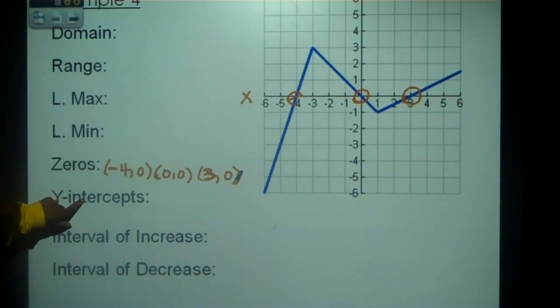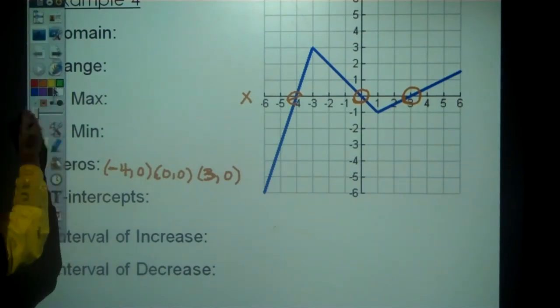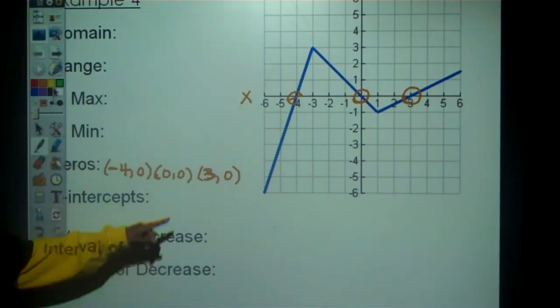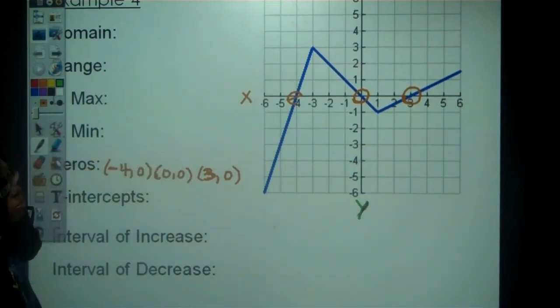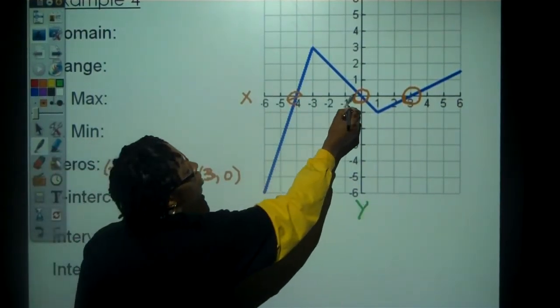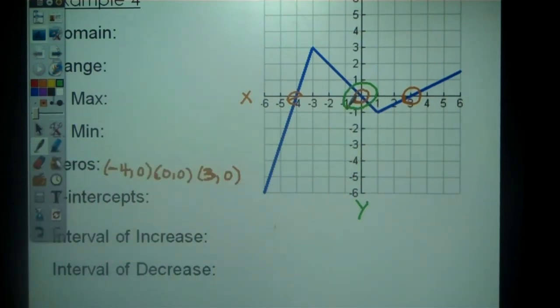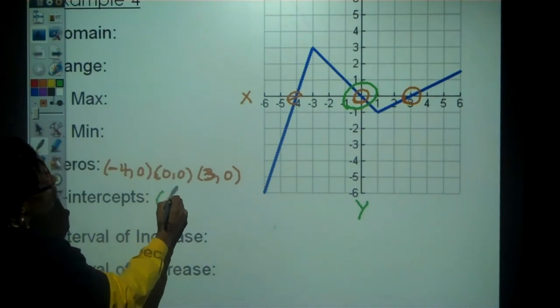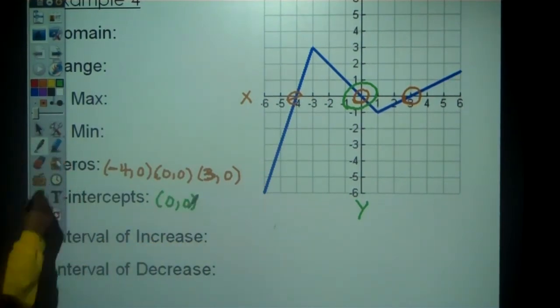Now I want to find my y-intercepts. My y-intercepts are very similar to my x-intercepts. This is where the graph is going to cross my y-axis. Remember, my y-axis goes up and down. And it just so happens that my x-intercept and my y-intercept are exactly the same. It crosses at my origin at 0, 0.